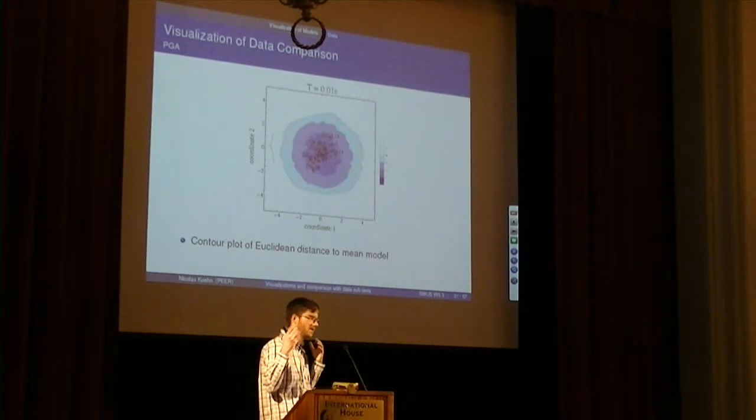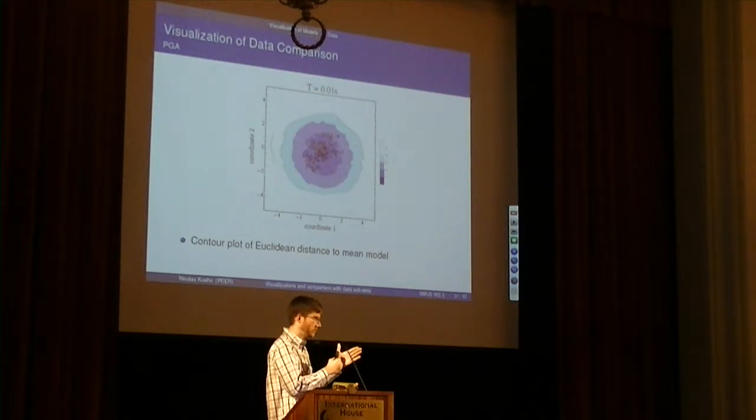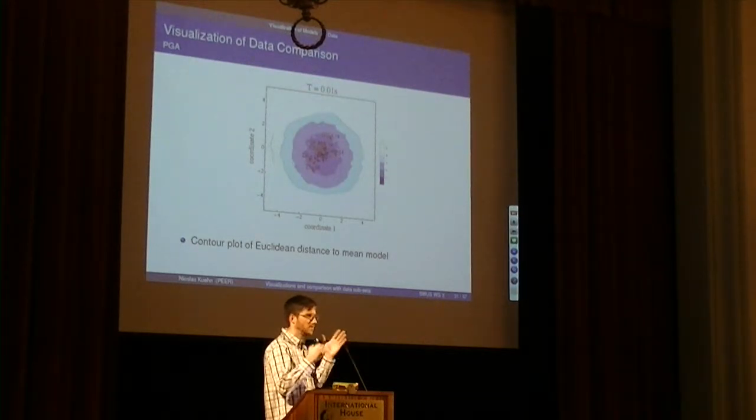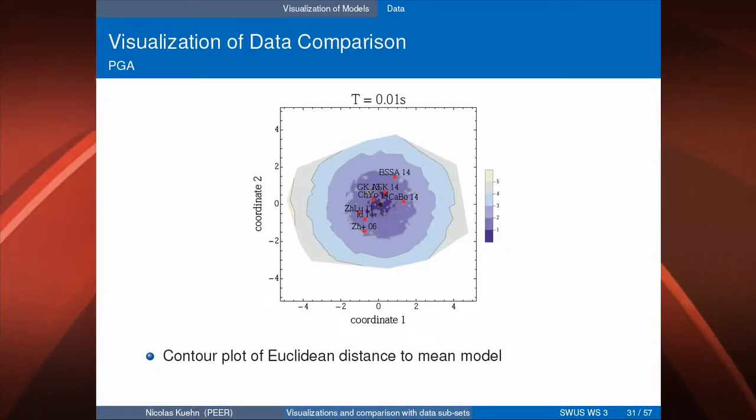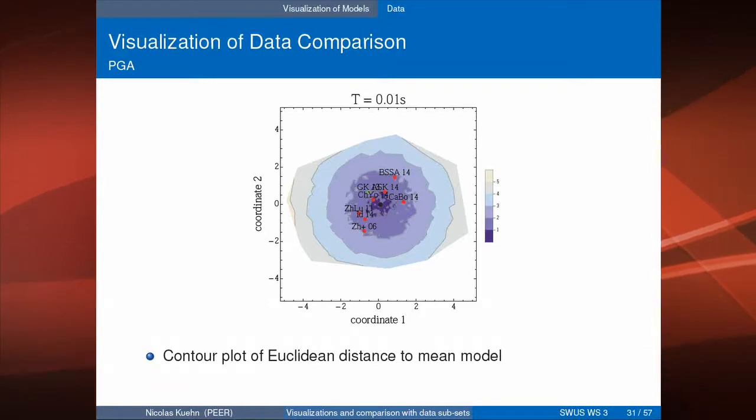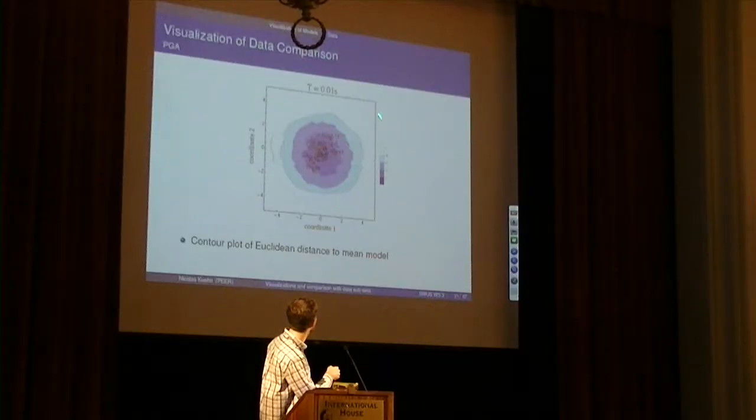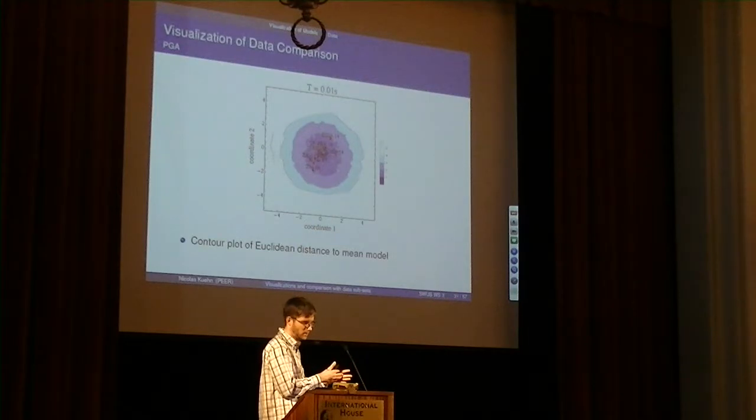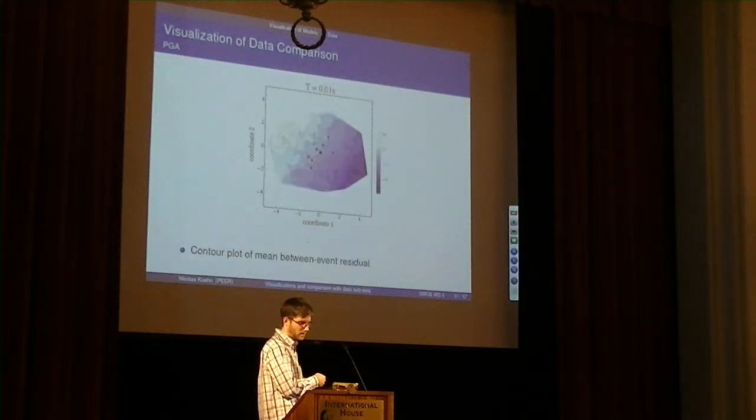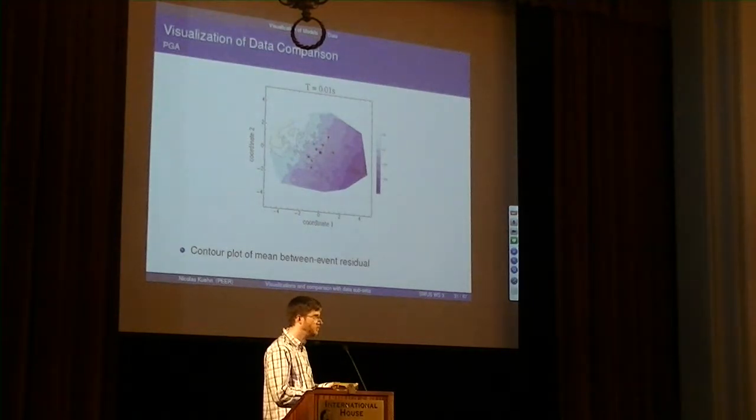So this is magnitude distance grid just as at 0.01 seconds. All the models evaluated at this grid, projected down to 2D. And this is again the contour plot of the Euclidean distance to the mean model. And this is now a contour plot of the mean between event residual of each model.